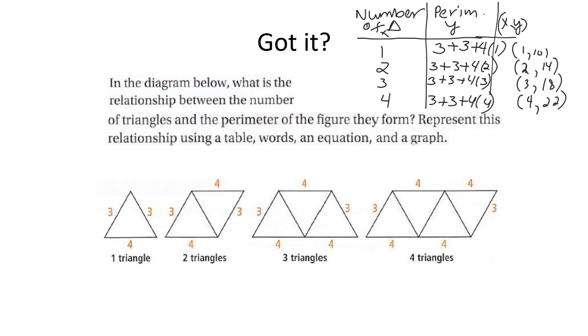So in words, right, the perimeter is going to be 6 plus 4 times the number of triangles. How we write that as an equation is that the perimeter is going to equal, and instead of using our P for perimeter, we're going to use Y, right? Because that's what we called our perimeter. So our perimeter Y is equal to 6 plus 4 times the number of triangles. We call our triangles X.